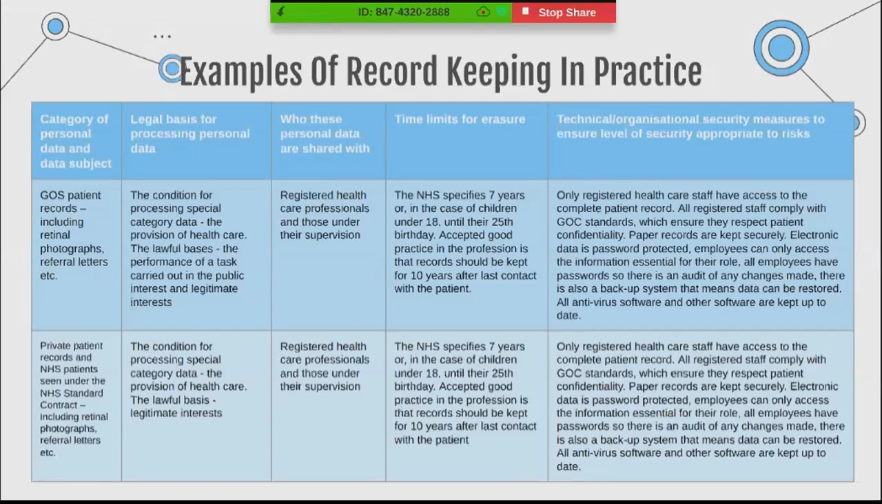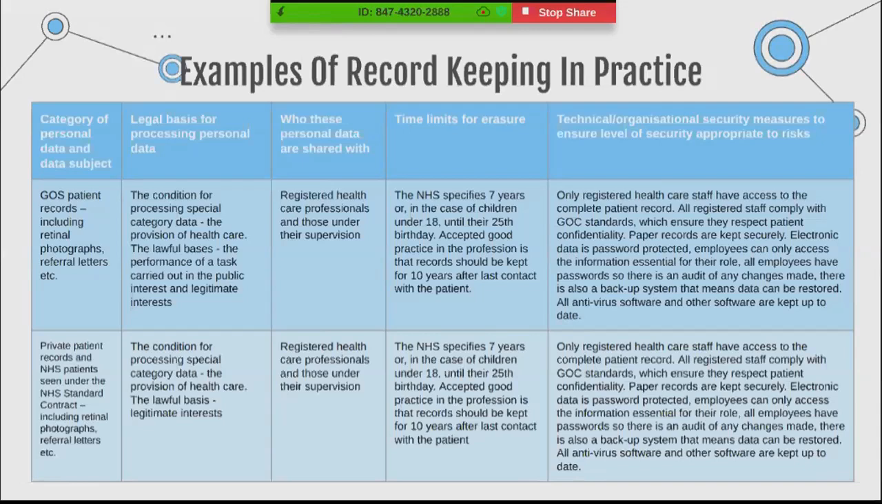And electronic data must be password protected. Employees should only be able to access the information essential for their role. And all employees should have passwords so there's an audit of any changes made. So it's really important that each individual protects their password. Passwords should not be shared. People shouldn't be logging in under other people's login details. And it's important that we treat that electronic data securely and safely. But it's important that there is an audit trail.